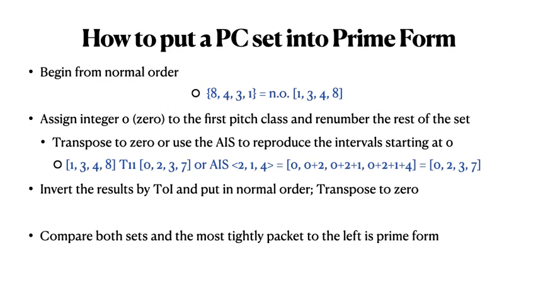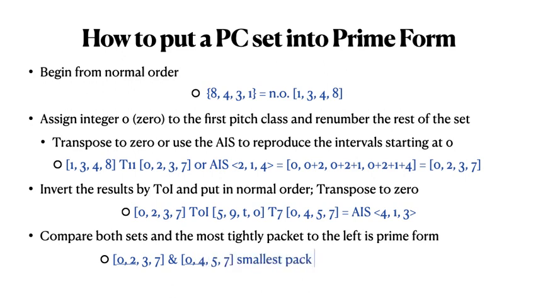To make sure we have the smallest packing to the left, we'll check the inversion of this set by inverting around 0 and transposing to 0. So we can invert 0, 2, 3, 7 about 0 using our rainbow and get 5, 9, 10, 0. Transposing this to 0, we get 0, 4, 5, 7 with an AIS of 4, 1, 3. So now we're going to compare both of our sets, see which one is most tightly packed to the left. We can see that our first result with the AIS of 2, 1, 4 has that tight packing to the left. So we're going to take that result, put it in parentheses to show that we have found our prime form. Also, notice that we've removed the commas from between the numbers, so we have parentheses 0 2 3 7 and parentheses, that's our prime form.